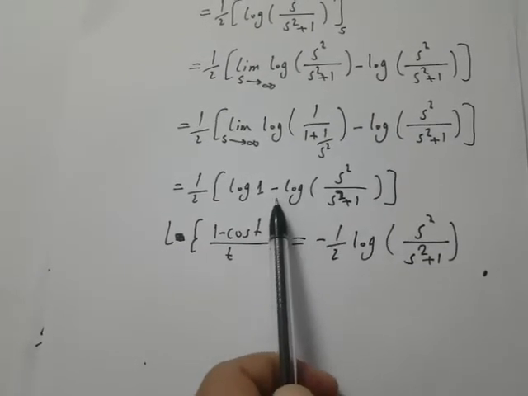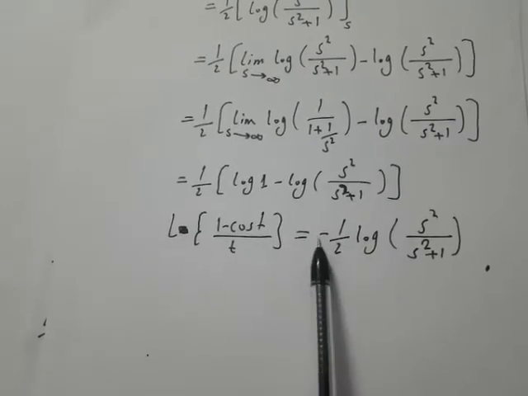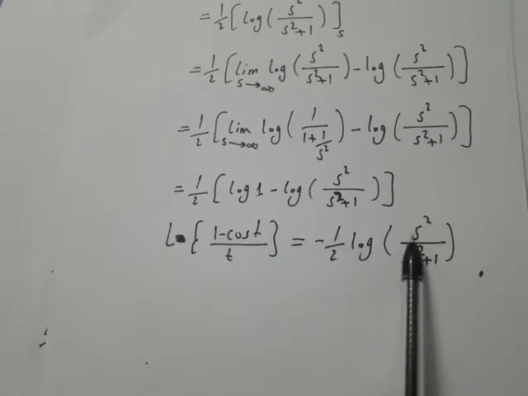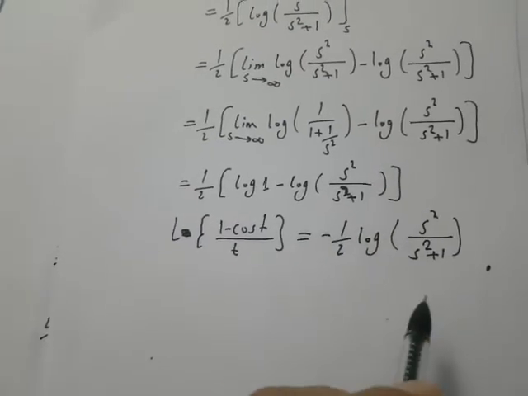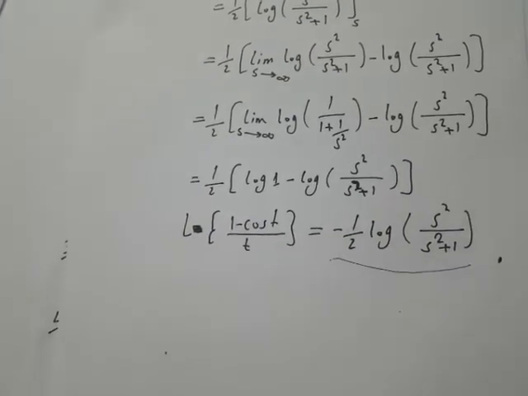So we take this minus commonly here. 1 upon 2 log s square upon s square plus 1. So this is the given result.